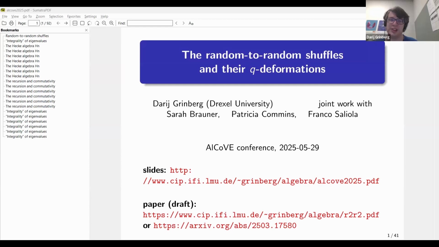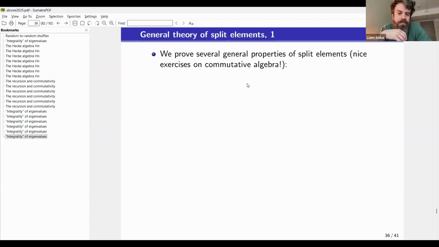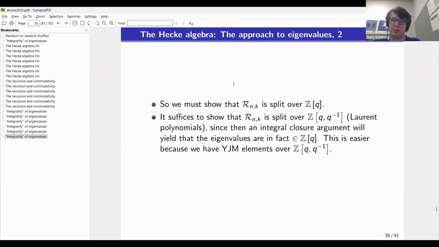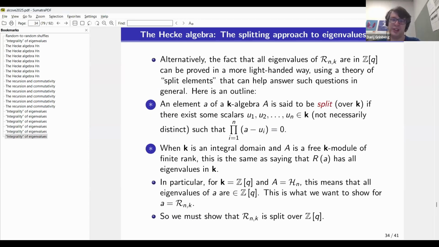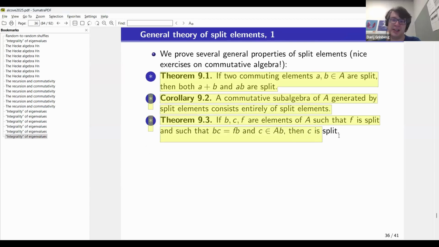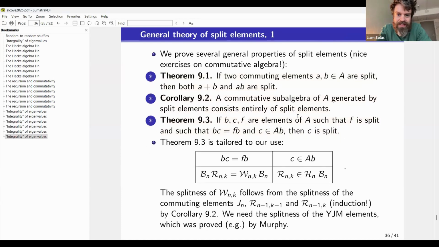No, I mean, I don't know them this well, but I have not seen this method before. You define a split element to be an element whose eigenvalues are in the base ring, whatever it is, in our case, the integers. And you show that split elements multiply, in the classical sense of this word. So if you have some splitnesses, you can derive some other splitnesses from them. Cool.